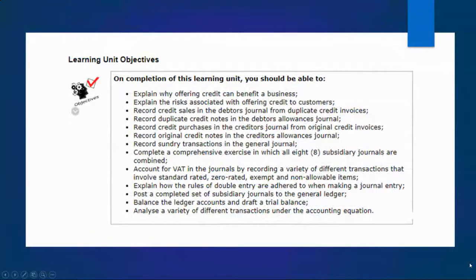Okay, these are the learning objectives that you need to be able to do if you are on top of learning unit 5. The main things that you need to be able to do is complete the credit as well as the sundry journals, and then transfer that information from the journals into your general ledger and then into your trial balance. So that is what you need to be able to do at the end of this learning unit.